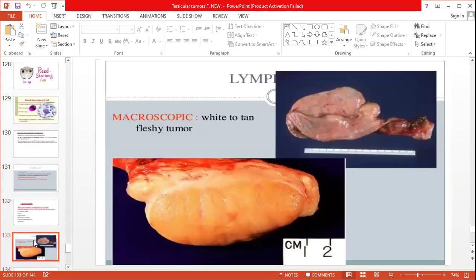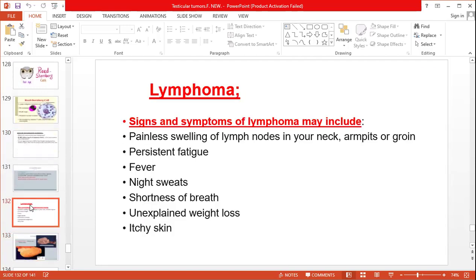Lymphomas, signs and symptoms: painless swelling of lymph nodes in the neck, armpit, or groin, persistent fatigue, fever, night sweats, shortness of breath, unexplained weight loss, and itchy skin.